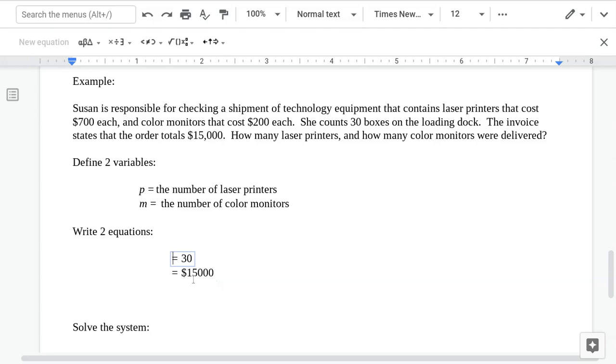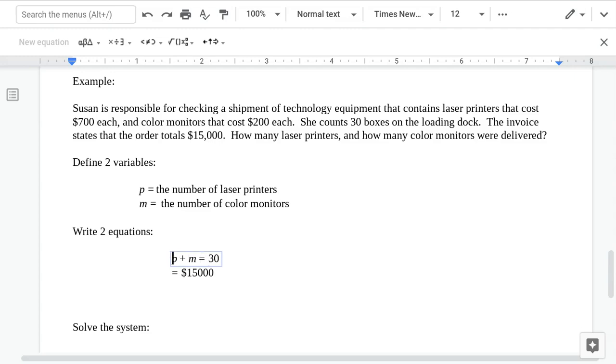Okay, so now we have our two equations that are totaling something. We're going to think of how do we get to a total of 30? Well, 30 was the number of boxes that we had. And when we think about that, each printer is going to be in its own box, and each monitor is going to be in its own box. So the idea here is, out of all of those printers, out of all those boxes, some will have printers, some will have monitors. And so if we take all of the boxes for printers and we combine that with the number of boxes of monitors, we should have a total of 30 boxes.